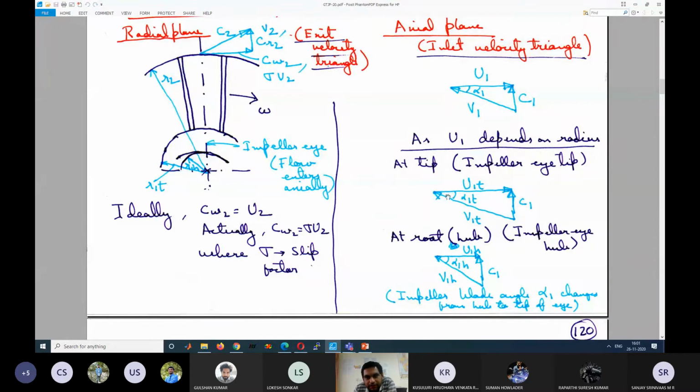So that's why the velocity triangles will be different at each location. Generally we draw at the tip, at the hub, or at the mean point, which means at the center of the tip and hub. At the tip, U1t is longer, C1 is still same, and as a result V1t is also longer, and alpha 1 is smaller. At the hub, because U1h is smaller, C1 is still same, V1h is smaller, and alpha 1h will be larger. Because C1 remains same, but U1 is getting reduced, the impeller blade angle alpha 1 gets reduced from the hub to the tip.